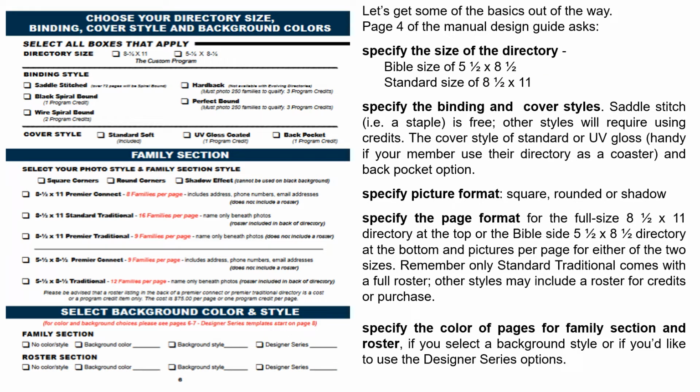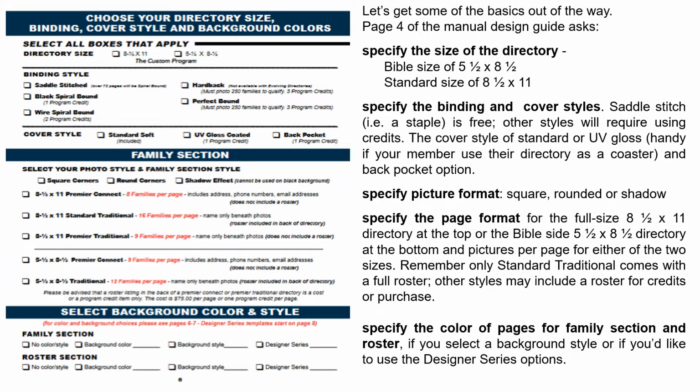Let's get some of the basics out of the way. Page 4 of the manual design guide asks: 1. Specify the size of the directory. You have a Bible size of 8.5 by 5.5 available, or the standard size of 8.5 by 11. Specify the binding and cover styles. Saddle stitch, i.e. a staple, is free. Other styles will require using credits.